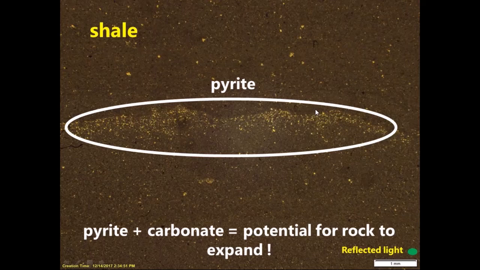And the problem with pyrite is that if it exists in your shale, along with carbonate, like calcite, you add water to that, you can get a secondary mineral called gypsum, which would then form. That takes up more space than the initial reactants, and that would cause your shale to expand. So I utilize the microscope to determine that.